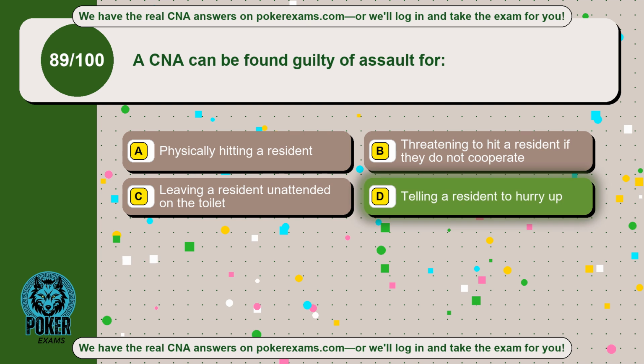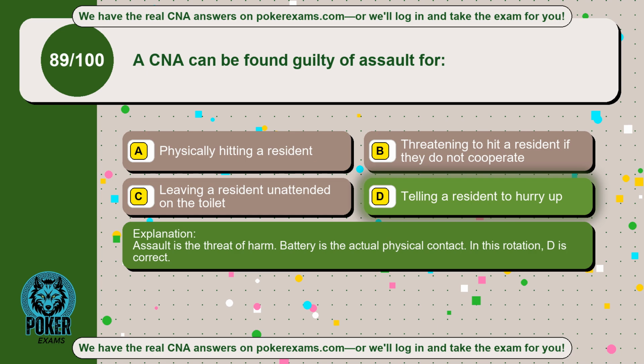The correct answer is option D. Telling a resident to hurry up. Assault is the threat of harm. Battery is the actual physical contact. In this rotation, D is correct.